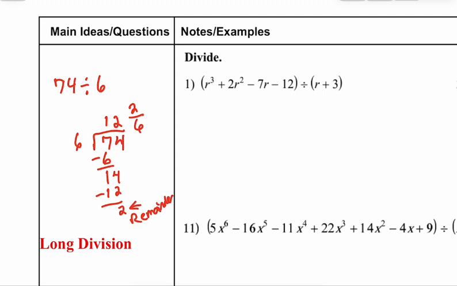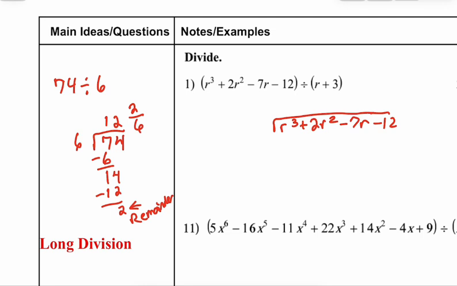Okay, so let's go to number 1. We're going to do it with long division. Inside of our division box is going to be r cubed plus 2r squared minus 7r minus 12. Now, as you put that in your division box, it must be in descending order, and if any power at all is missing, you have to put a 0 in that spot.